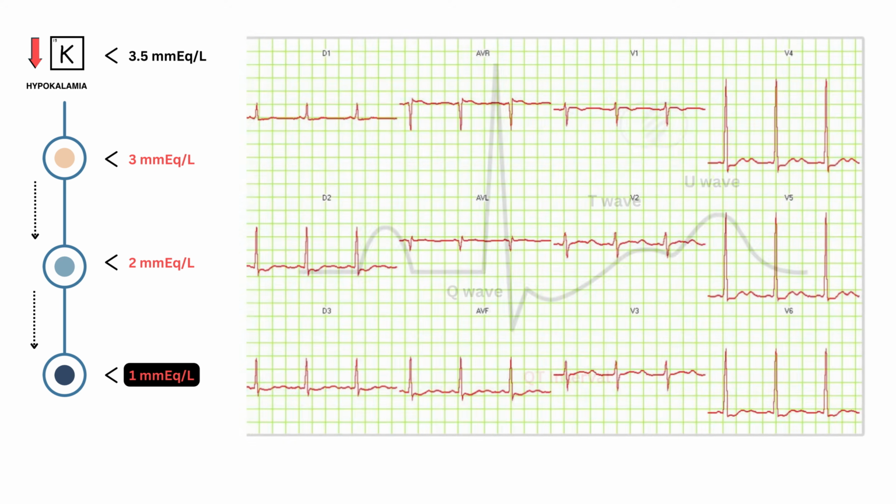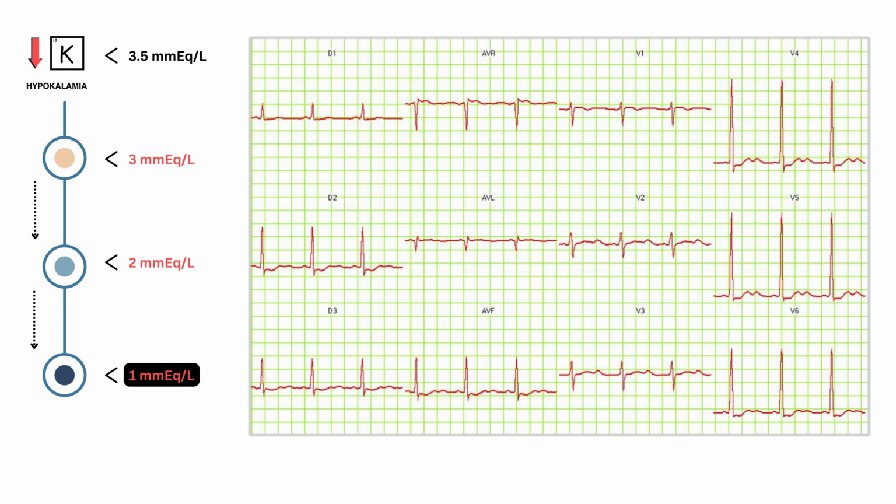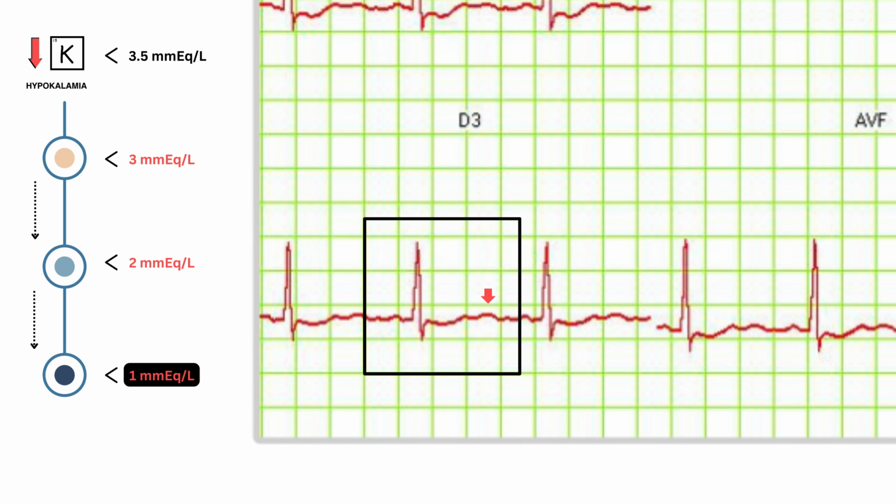Take a look at this ECG, which shows the changes we just talked about in a patient with hypokalemia. You can see the U wave towering over the T wave and the QT interval stretching out, which are both signs that the heart's not quite happy with its potassium levels.